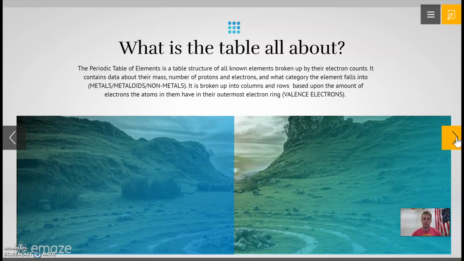broken up by its electron counts, by its proton counts, by its atomic mass. It contains data about all of those, and some tables will showcase whether the category is a metal, a metalloid, or a non-metal. Those are all very important when it comes to chemistry because we know how those chemical components will react and how those elements and atoms will behave, all because of what has been organized into what we call the periodic table.